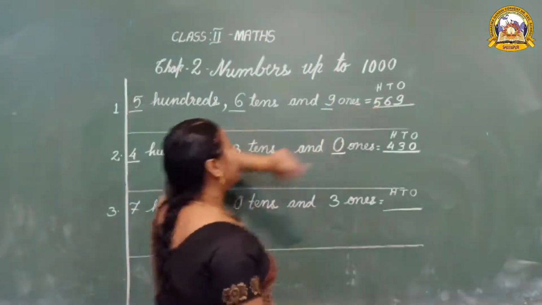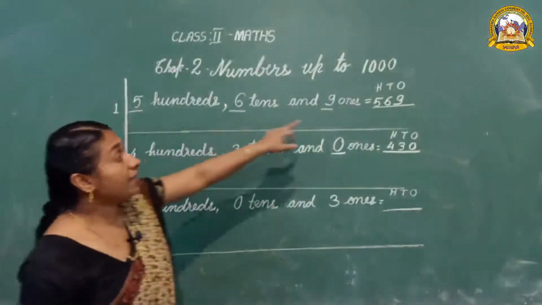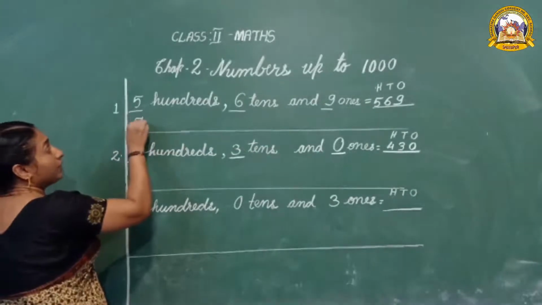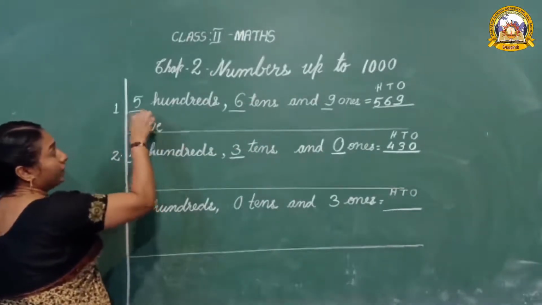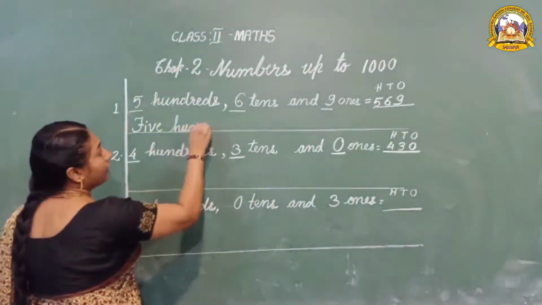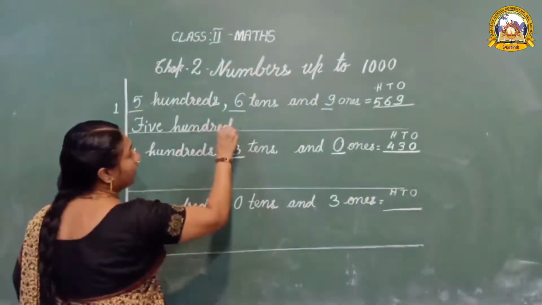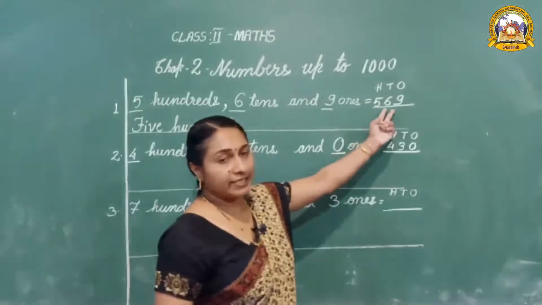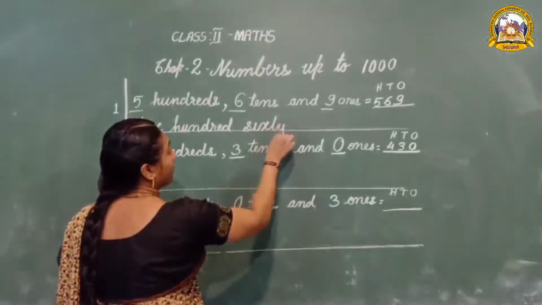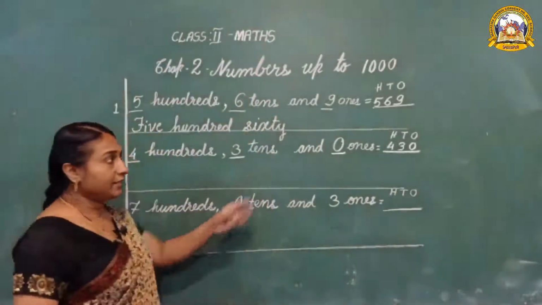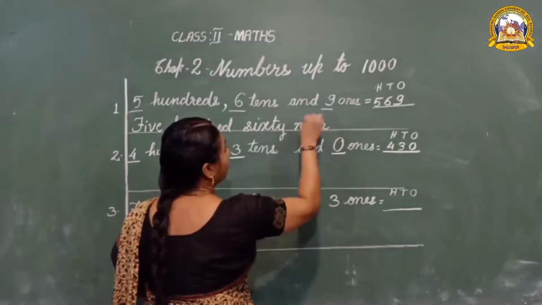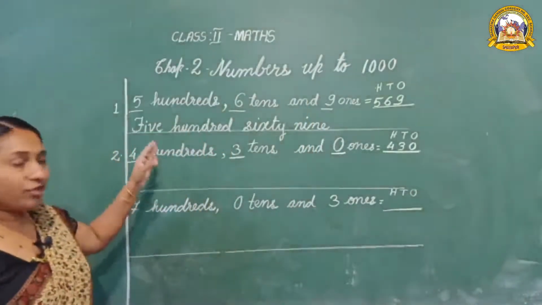Now let us write the number names. How can we write? Read it. 569. 500. 5 spelling F-I-V-E. 500. H-U-N-D-R-E-D. 100. And what is remained then? 69. 60 spelling S-I-X-T-Y. 60. Then 9. 9 spelling N-I-N-E. 9. Did you get it?